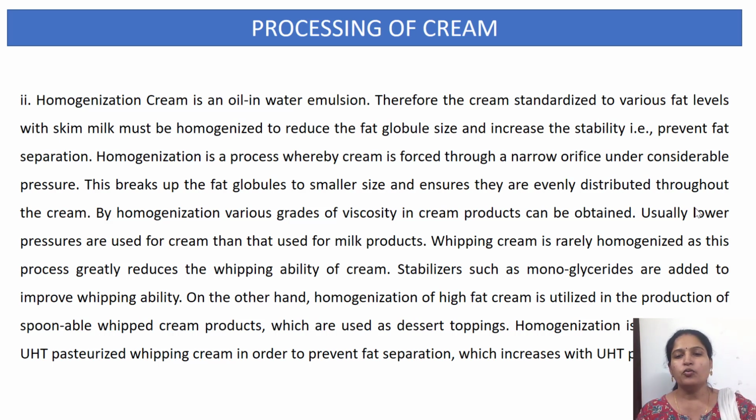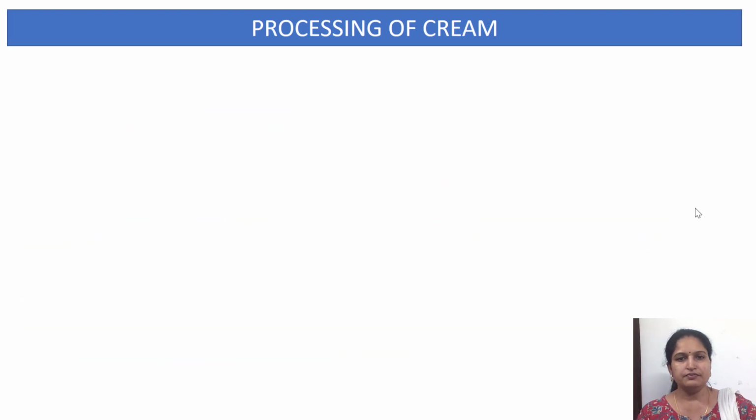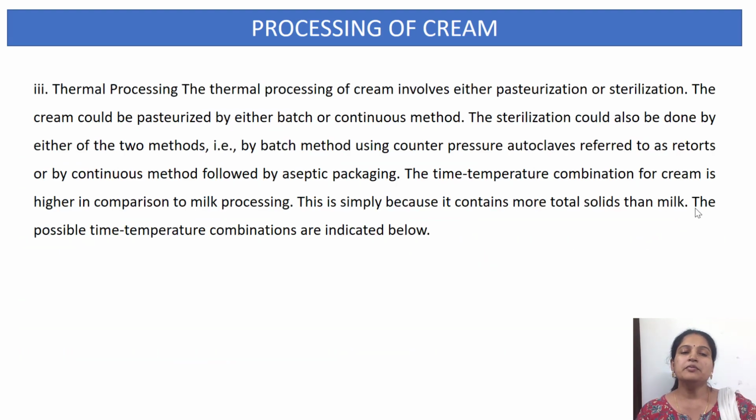On the other hand, homogenization of high-fat cream is utilized in the production of spoonable whipped cream products, which are used as dessert toppings. Homogenization is employed for UHT pasteurized whipping cream in order to prevent fat separation, which increases after UHT pasteurization.